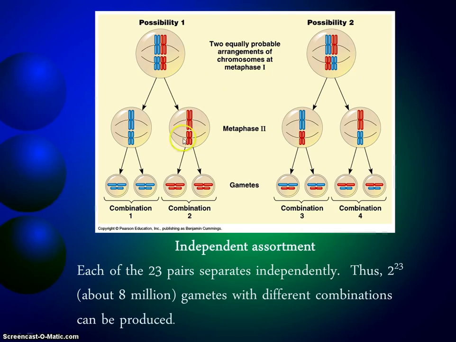It happens in meiosis 1, it happens in meiosis 2. Once again, the big thing is if there are going to be a billion people, each one of those sperm and egg that are going to produce those billion people are genetically different.